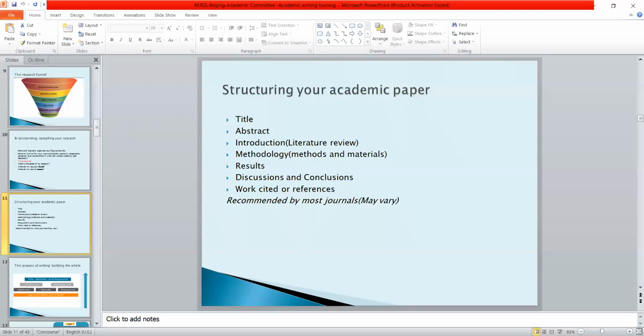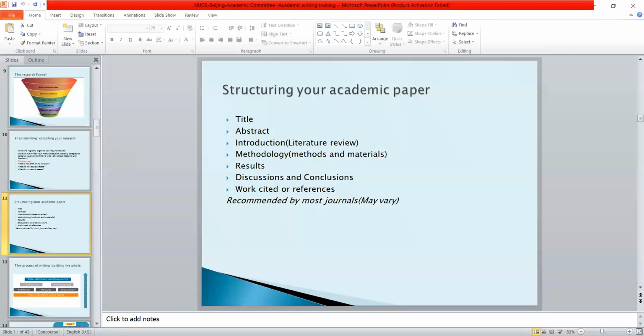Your academic paper has sections, the sections that must be included in the paper. You need a title, you write an abstract. Most of the time the abstract is just a summary of your work, so that if somebody doesn't have time to read the whole work, with the abstract, the person is able to know what you are writing. Then we have the introduction, of which the literature review is part. Most journals will not prefer you to write a separate introduction. Then when you get to another section, you write the literature review.